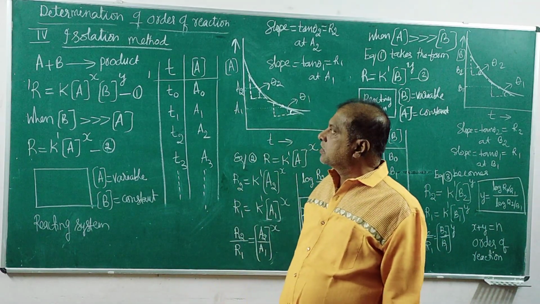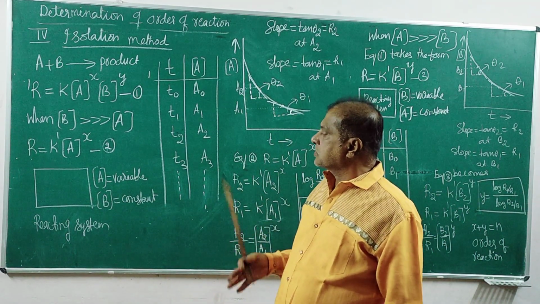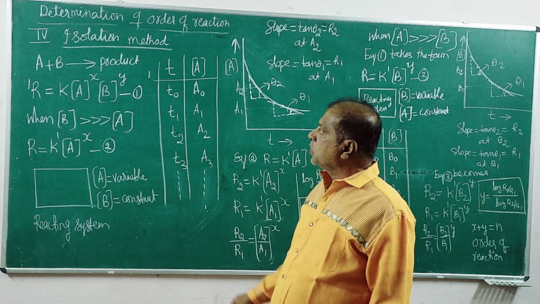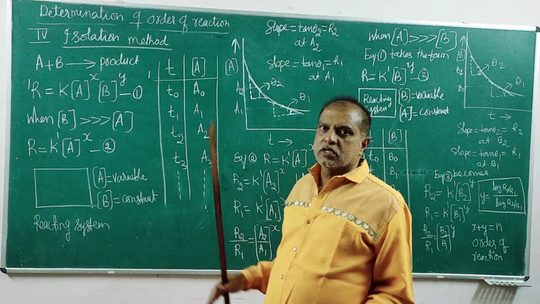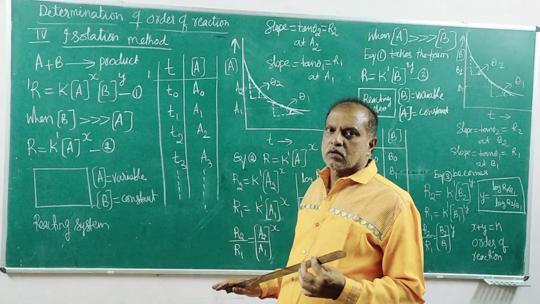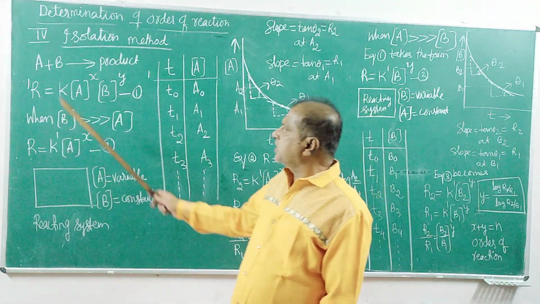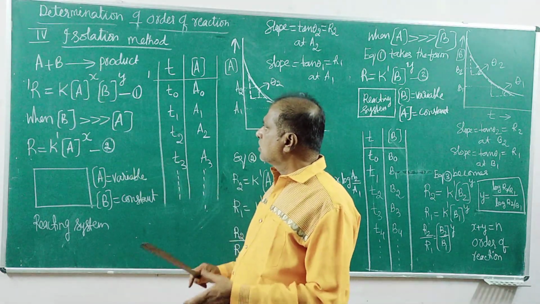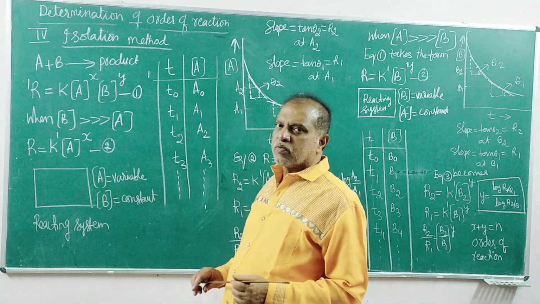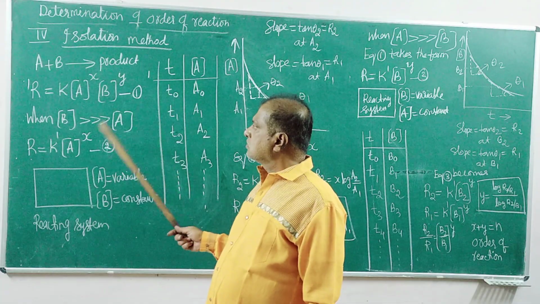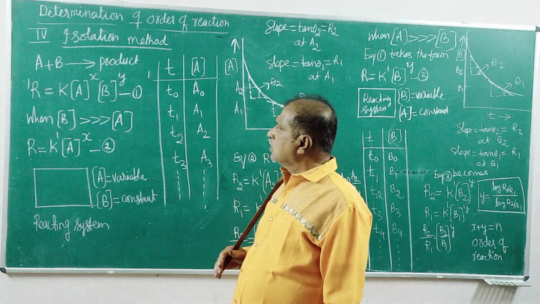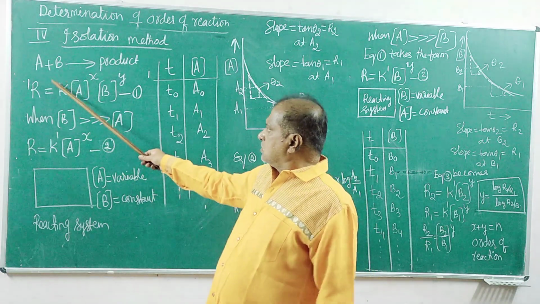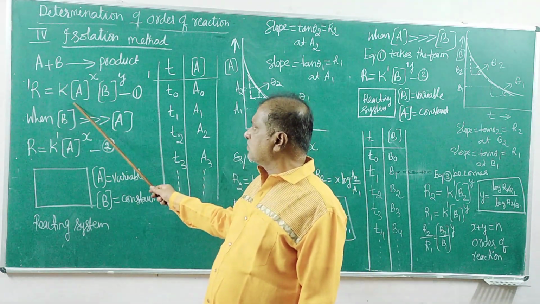The last method for the determination of order of reaction is the isolation method. This method is applicable for any complex reaction like this, on a system of many reactants, two reactants or three reactants. This is the general equation and the rate expression for this.